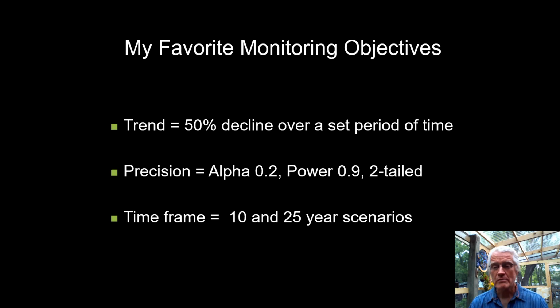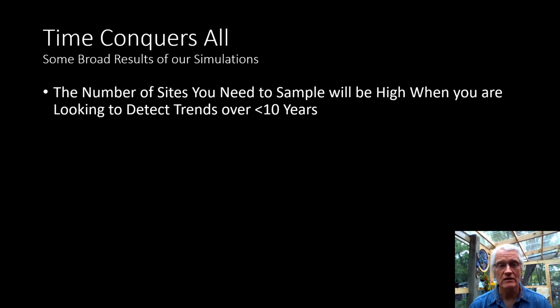So when I work with monitoring programs, this often ends up being my favorite one for most kinds of programs, where I want the ability, for whatever the species or species group is, to detect a 50% decline. It makes sense for most people, over a set period of time, and I set these precision values, which we're not going to talk about. The time frame is actually 10 and 25-year scenarios, nothing less, because once you do the numbers, you really can't afford to talk about anything less than 10.